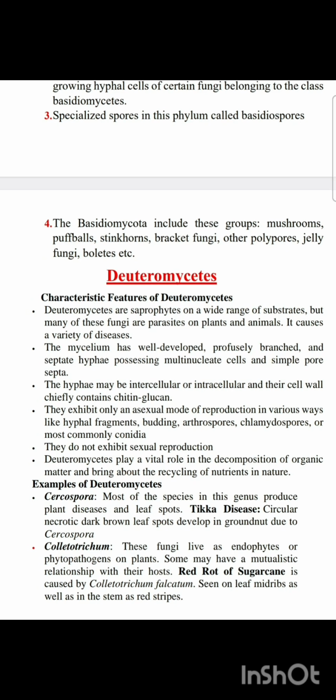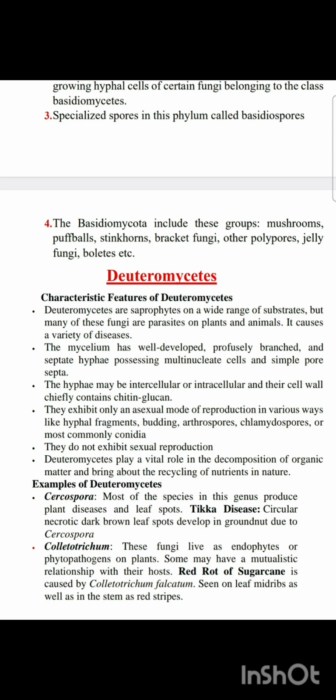Then Deuteromycetes, also known as fungi imperfecti, because they lack the sexual phase in their life cycle. Some common characteristic features of Deuteromycetes: they are saprophytes on a wide range of substrates, but many of these fungi are parasites also. Mycelium has well developed, profusely branched and septate hyphae possessing multinucleate cells and simple pore septa. The hypha may be intercellular or intracellular, and their cell wall chiefly contains chitin and glucan.